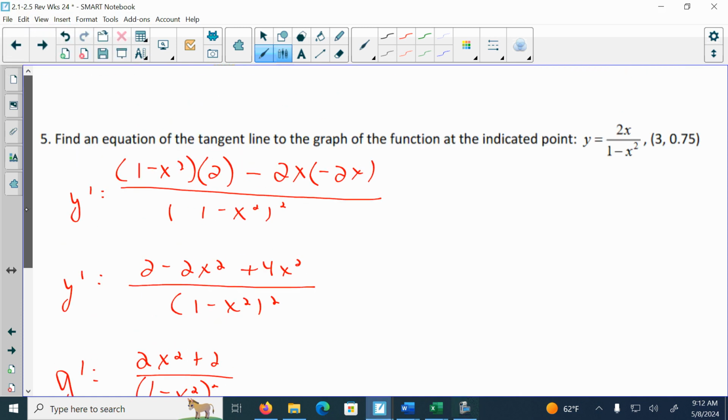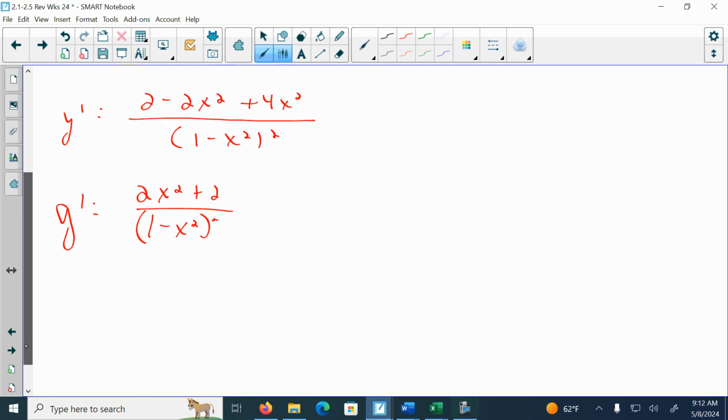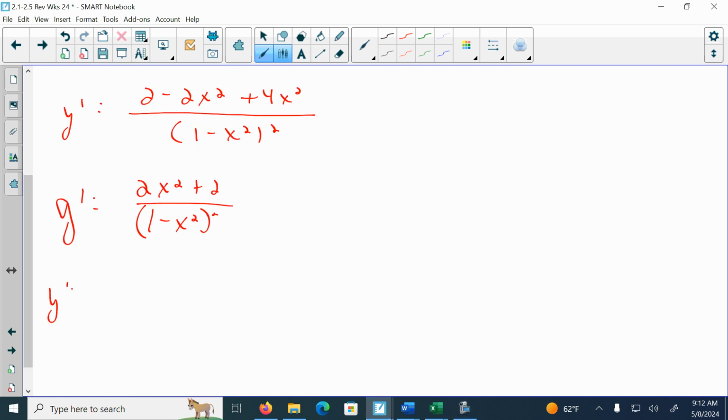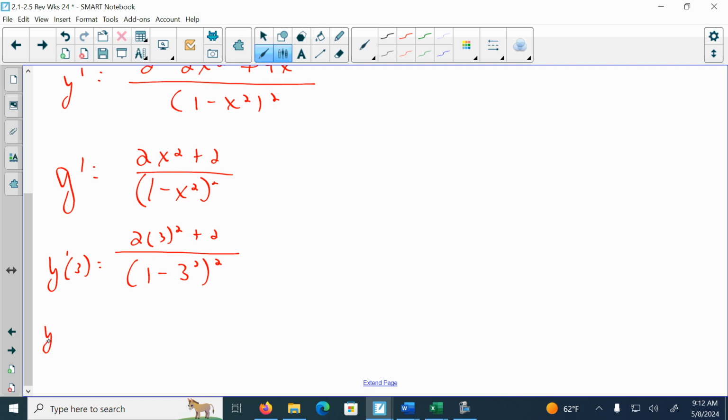So that's my derivative. Now I'm going to put in 3, because I want to find the derivative at that x value, which is 3. So we have 2 times 3 squared plus 2, all over 1 minus 3 squared, squared. When I do that, my numerator ends up being 20, and the denominator is 1 minus 9, so that's negative 8, squared, 64. In lowest terms, that's going to be 5/16.